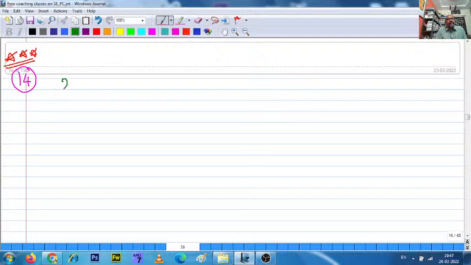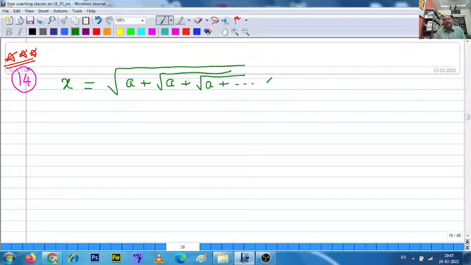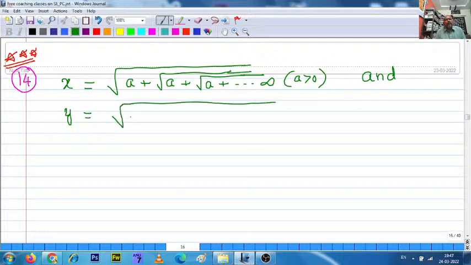Suppose if it is given like this, x is equal to root of a plus root of a plus root of a and so on to infinity. Clear? So a greater than 0, and suppose y equals root of a minus root of a minus root of a and so on to infinity, a greater than 0.